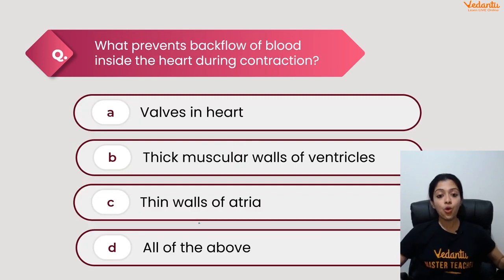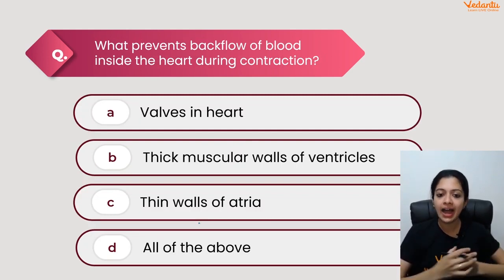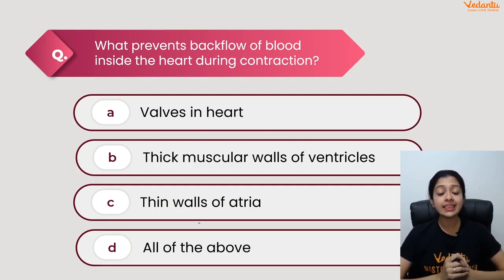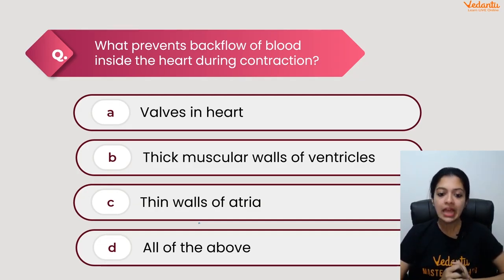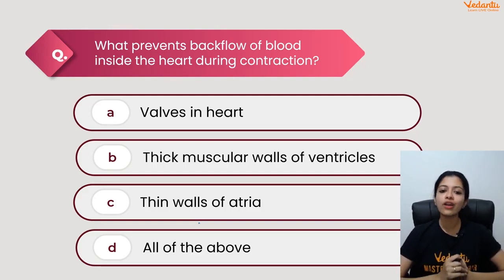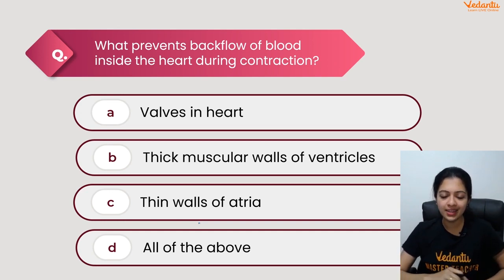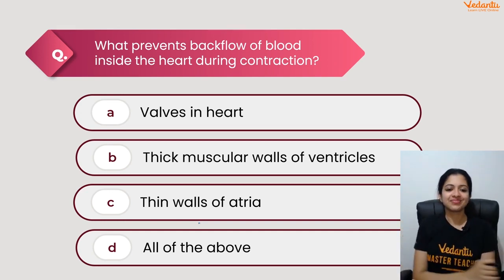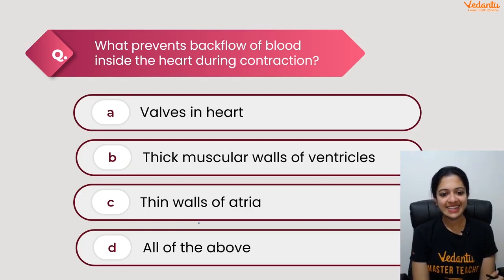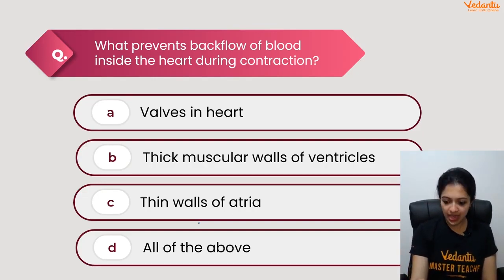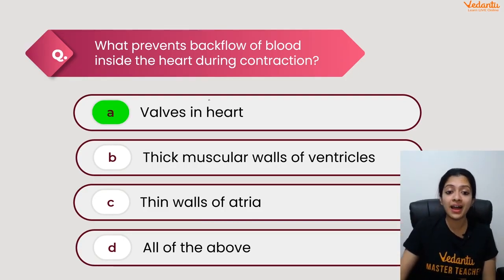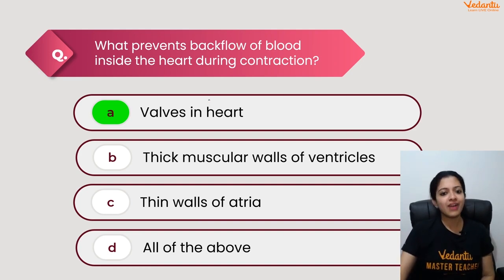Okay. Next one. What prevents backflow of blood inside the heart during contraction? The valves in the heart, the thick muscular walls of the ventricles, thin walls of the atria, or all of the above? What prevents backflow of blood inside the heart during contraction? That's an interesting question, right? Preventing backflow of blood. Your time ends in 3, 2, 1, and the answer is valves in the heart, of course. Preventing backflow of blood is always the job of valves.